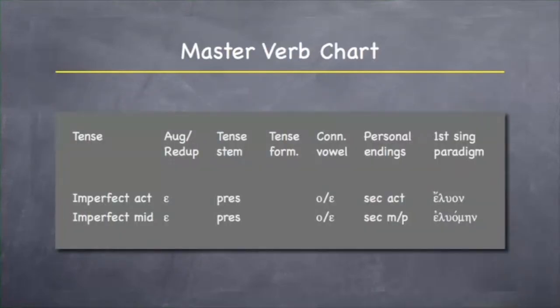And finally, the master verb chart. How do you form the imperfect active? Well, now we know what that aug means, don't we? Redupe will wait a few more chapters. You have an augment, the present tense stem, a connecting vowel, and secondary active personal endings, and you get eluon. How do you form the imperfect middle passive? With an augment, the present tense stem, connecting vowel, and secondary middle passive personal endings, and you get eluomen.